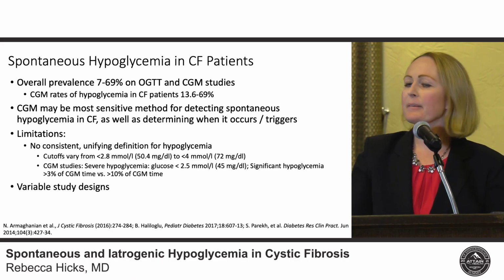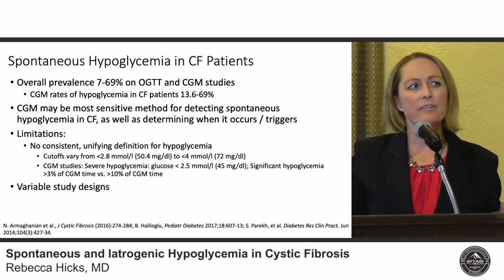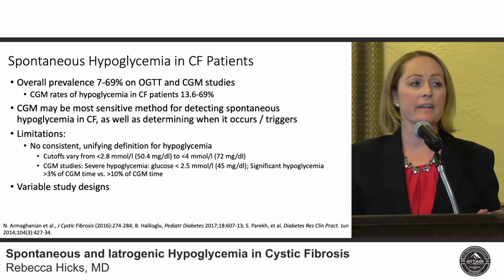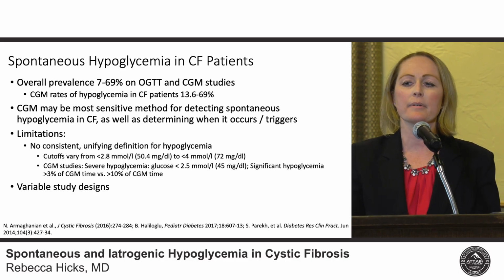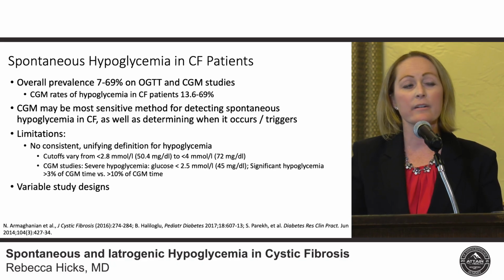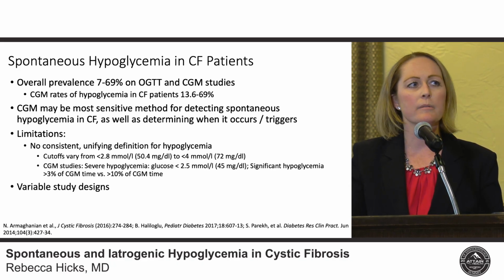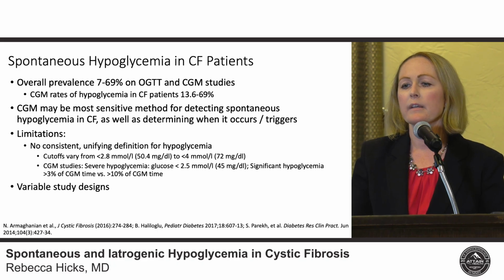Okay, so with spontaneous hypoglycemia in CF patients, there's a very wide range of prevalence that's reported in studies, anywhere from 7 to 69% on OGTT and CGM studies. Looking through the literature, I really didn't find studies on self-monitoring blood glucose. And in CGM, the rates of hypoglycemia in CF patients range anywhere from 13.6 to 69%.